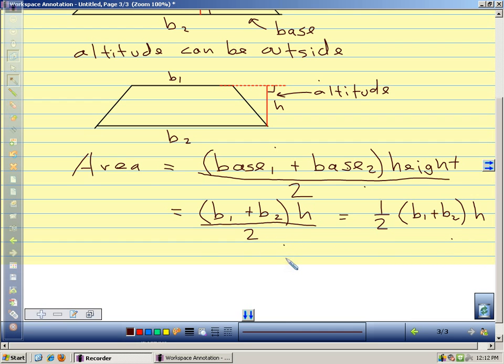It's a lot like we did when we talked about the mid-segment of a trapezoid. The mid-segment is the average of the lengths of the bases. So we're talking about the average length of the base, and we're multiplying by the height. Our perimeter.